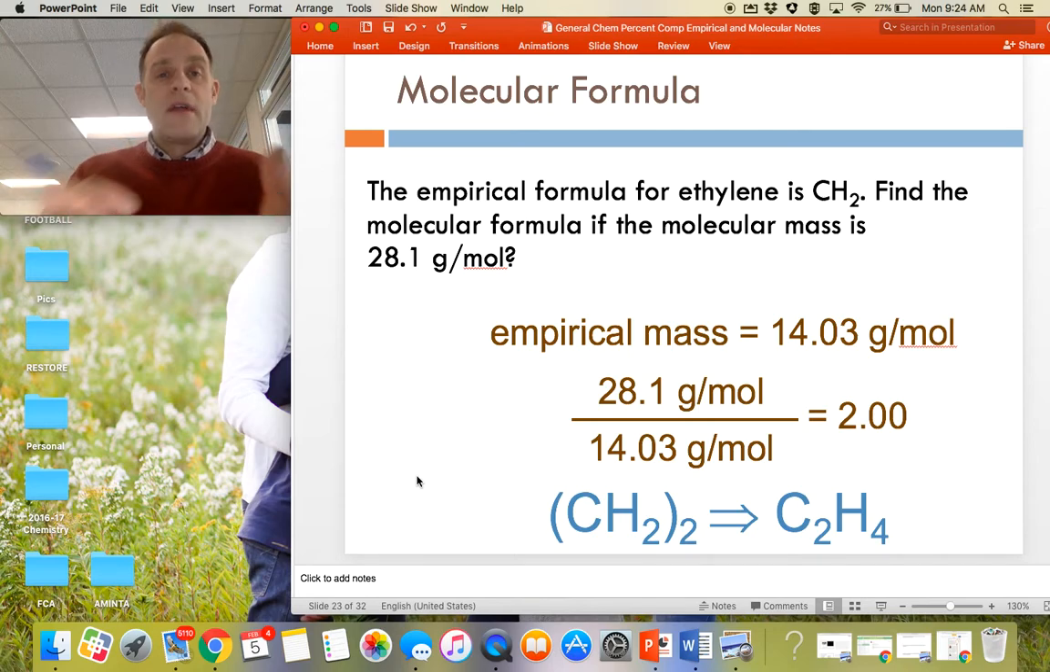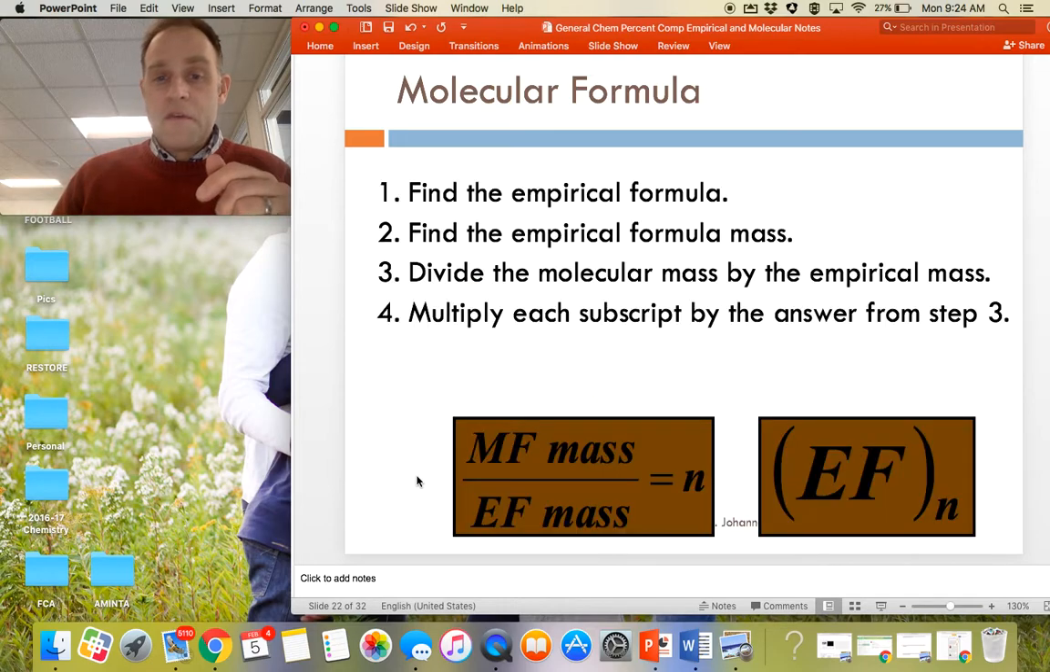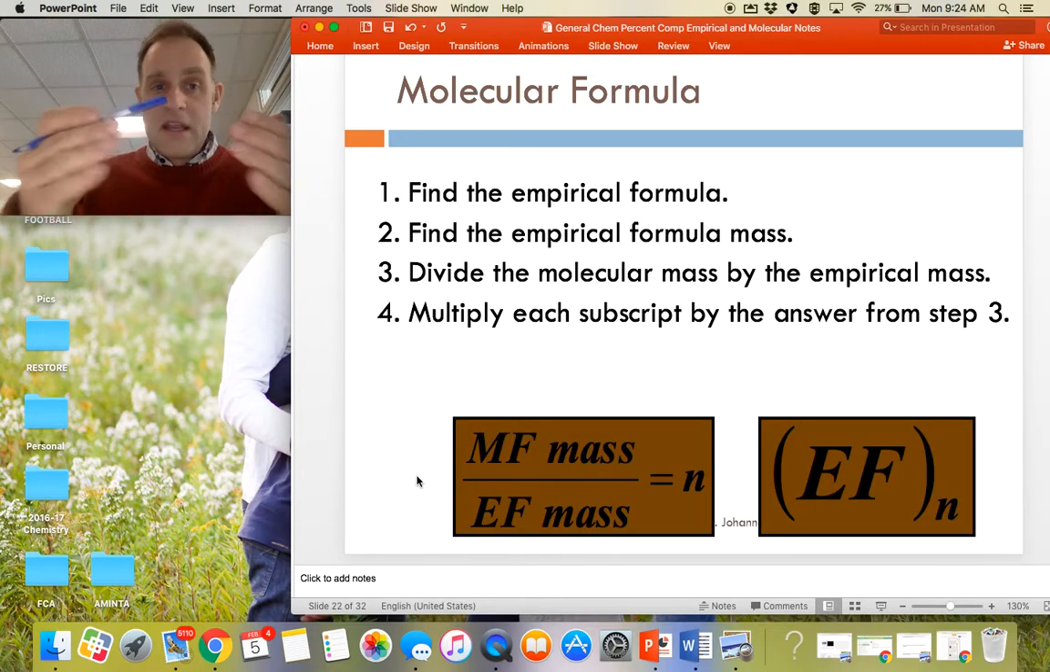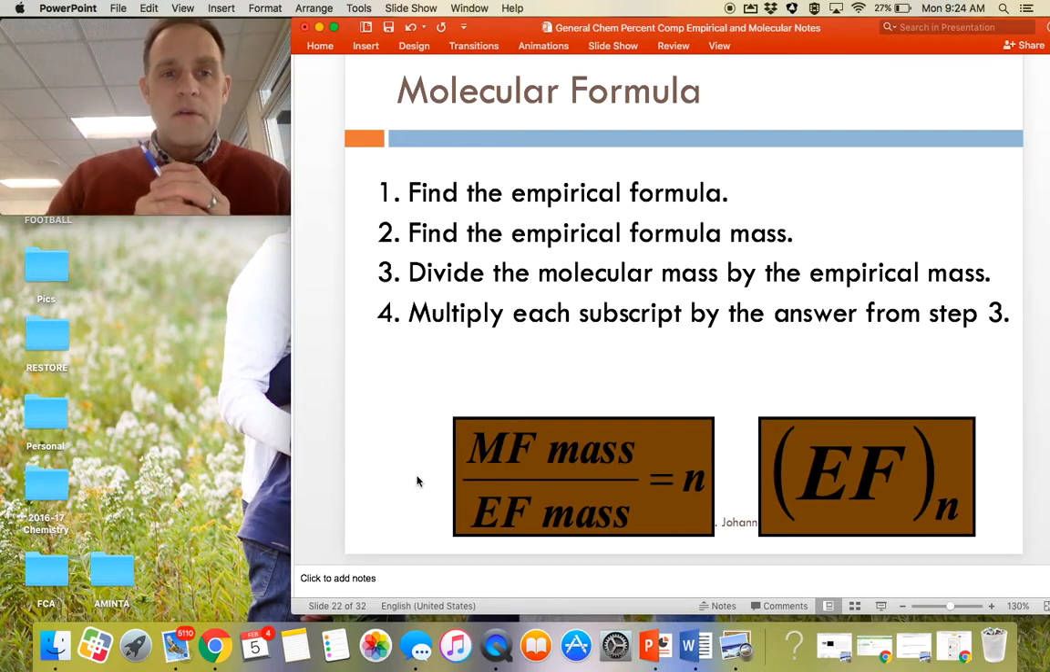What I want you to do then is you have time to work for the rest of the period, time to work on page 2 and page 3, and this is it. You're just going to calculate molecular formula. So what do you need for that? You need the molecular formula. You need the empirical formula. You need to divide them, solve for n, and then plug that n back into the empirical formula as a subscript, and you're done. Okay.